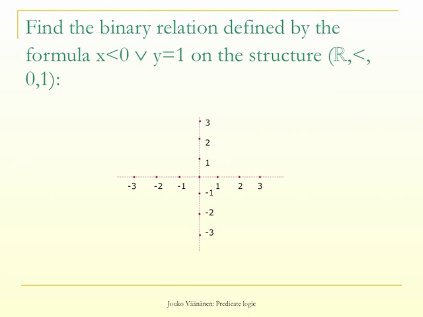Find the binary relation defined by the formula x less than 0 or y equal to 1 on the structure R less than 0, 1. So here we have a relation which consists of pairs A, B such that A is less than 0, A is negative, or y equals 1. So we should take the entire half plane where the x-coordinate is negative and add the line y equals 1.